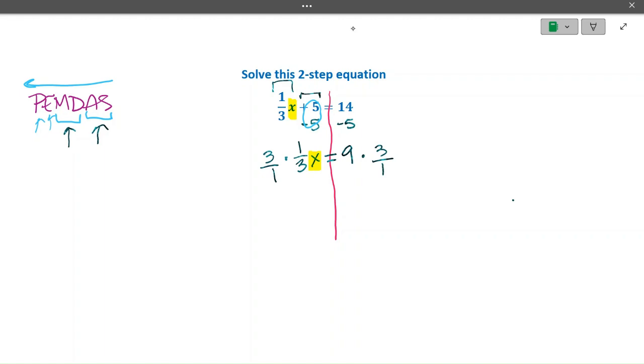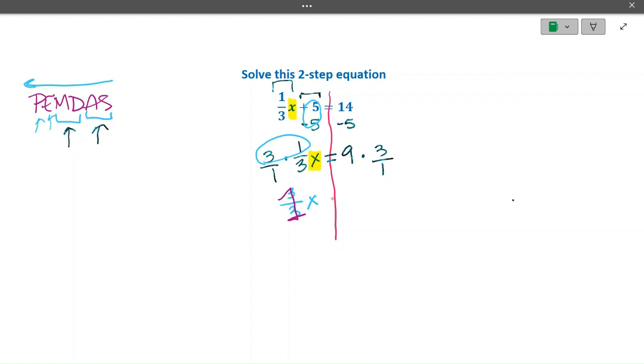So here's why we get the same result. 3 times 1, we're multiplying straight across, is 3. 1 times 3 is 3 times x. 3 divided by 3 is 1. That should always happen when we're doing the inverse operation.